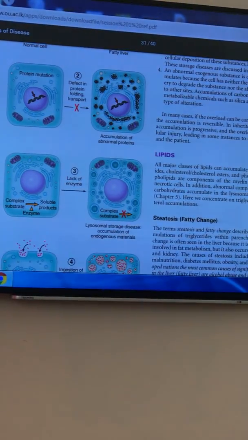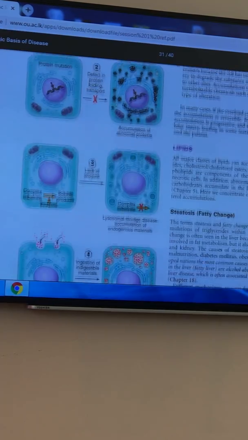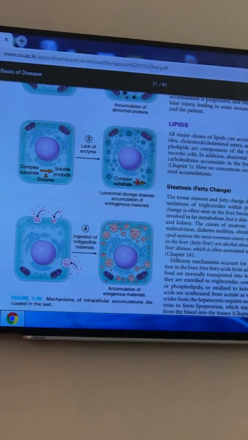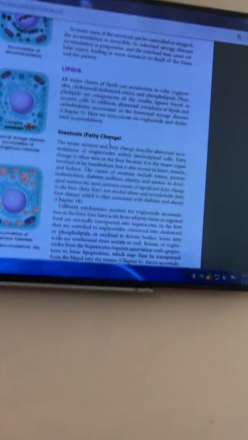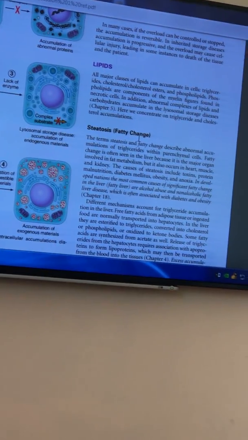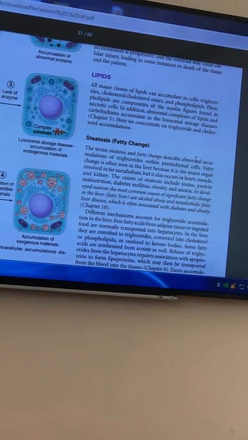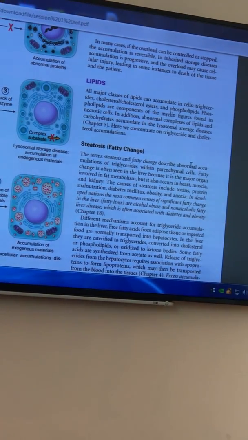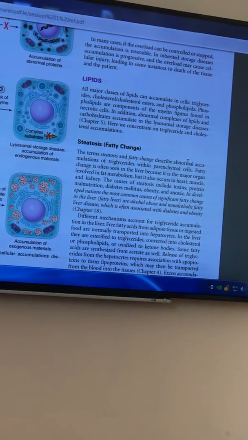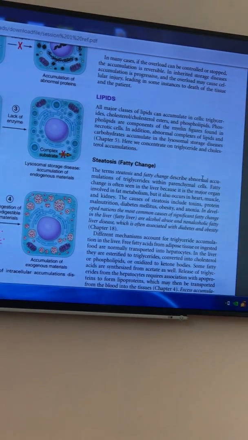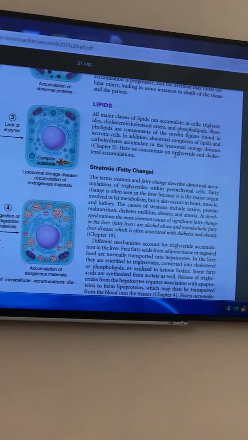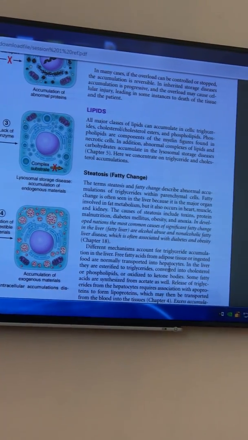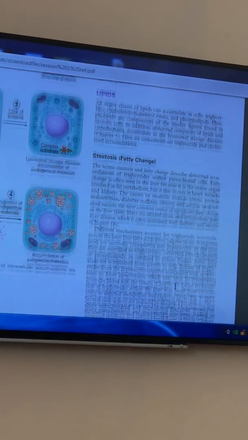Lipids can be accumulated in cells in the form of triglycerides, causing steatosis or fatty change. Fatty change or fatty liver disease is a common disease. In the Western world, the most common type is alcoholic liver disease. In Asian countries, its cause is most often diabetes mellitus and obesity. So this is steatosis, where triglycerides are accumulated inside cells.